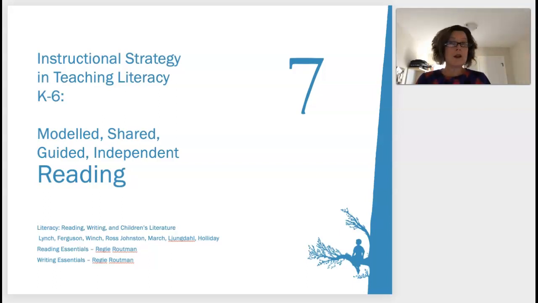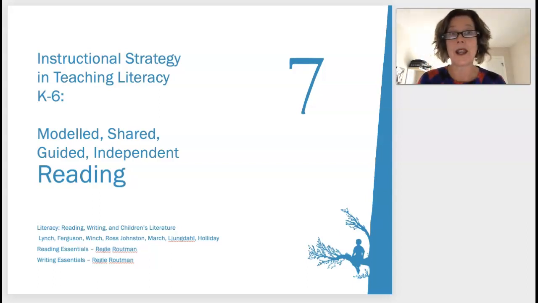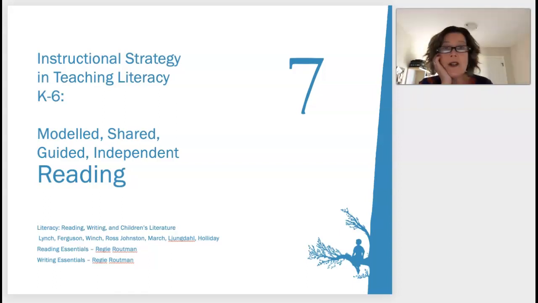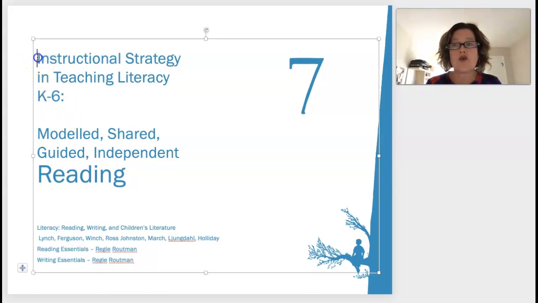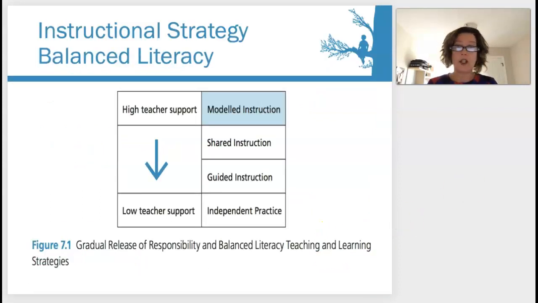I introduced this very briefly in 371, like maybe 1 or 2 slides, and I think I said at that time that we would go over it more in depth in 3103, and so here we are. I am doing it a little bit more in depth now. So you can really use this strategy of using modeled, shared, guided, independent reading in teaching reading, teaching writing, and really teaching any kind of subjects. It's definitely an instructional strategy. Okay, so let's jump into what this means.